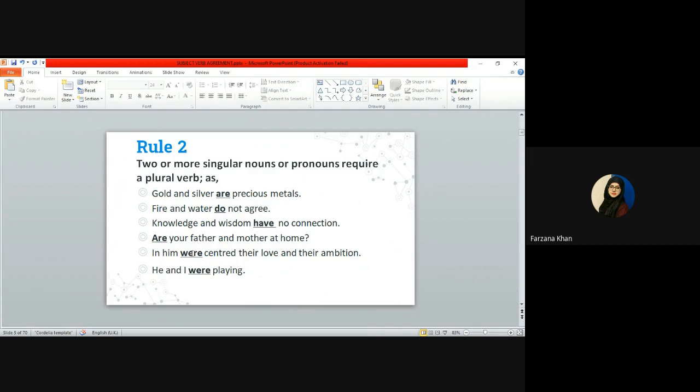In the last example, you can see he and I were playing. Again, two nouns are joined by a conjunction. So we need were, a plural verb. So according to rule number 2, two or more singular nouns or pronouns require a plural verb when they are joined by conjunctions.